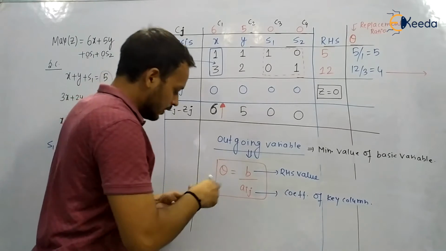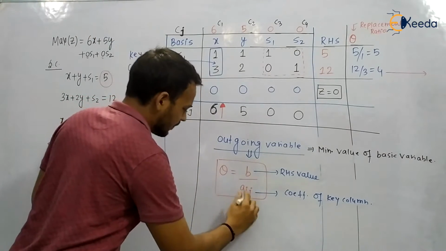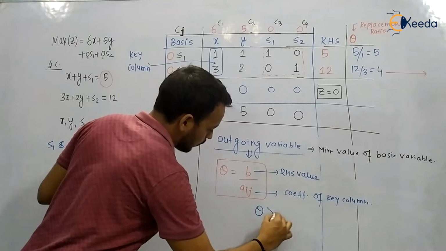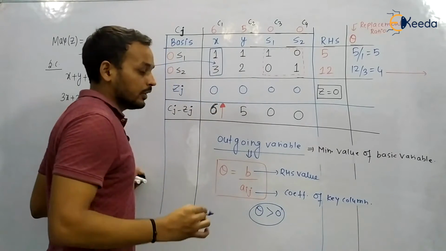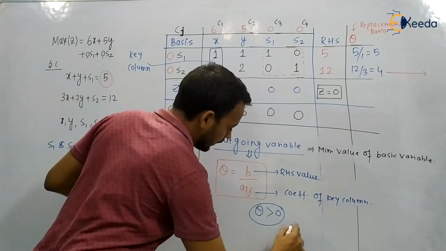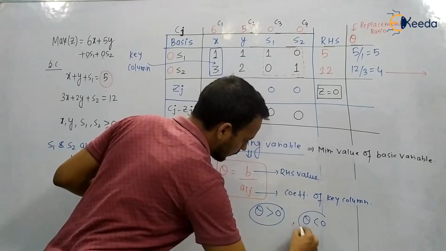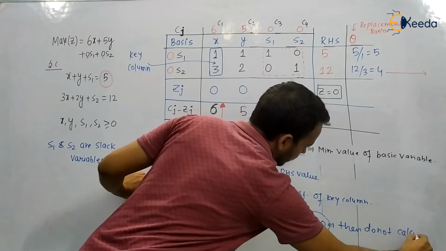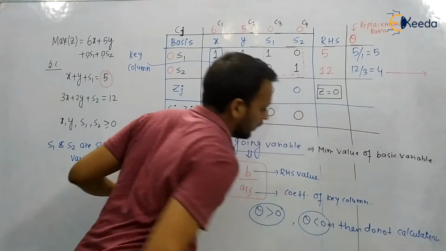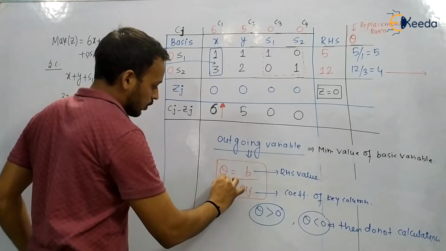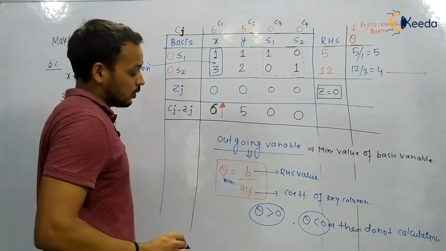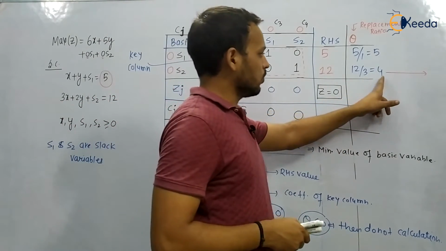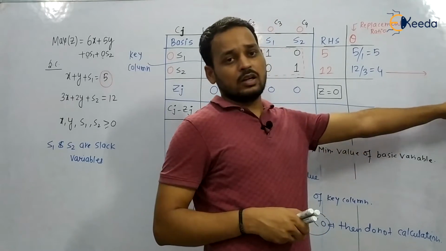And here you have to take care that this theta is always positive. If theta is negative, then do not calculate, no need for the calculations. So theta is the minimum positive ratio. It is the minimum replacement ratio, and it is always positive. So just this 4 is going to be the outgoing variable.